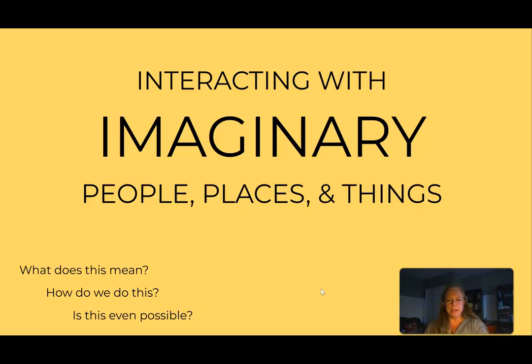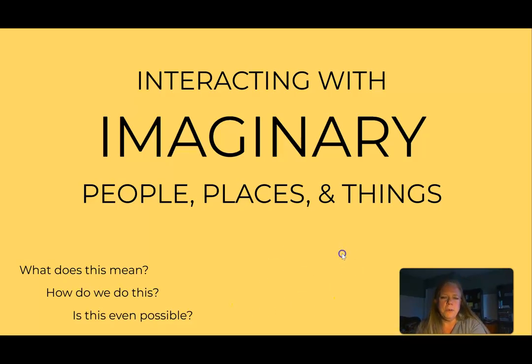All right. So first of all, you need to know that pantomime is interacting with imaginary people, places, and things. Now, for sure, after a certain age, we just don't think that's possible, really. But in theater, we do it all of the time. You need to ask yourself some questions. What does it mean to interact with something that's not really there? And how do we even start to think about being able to do this? Is it possible to do that?